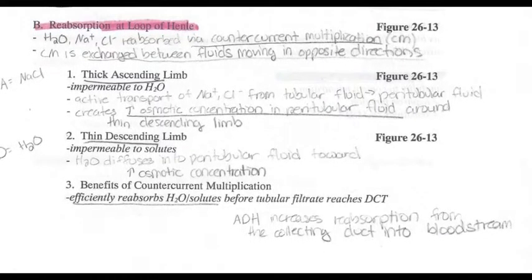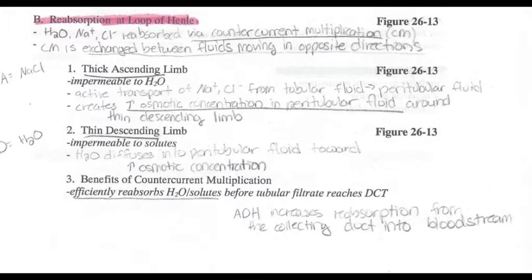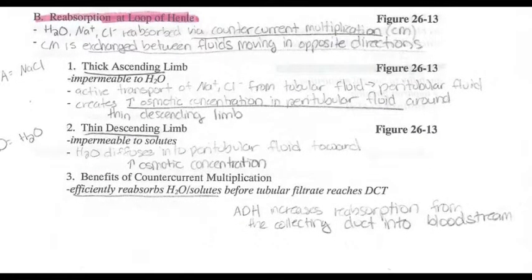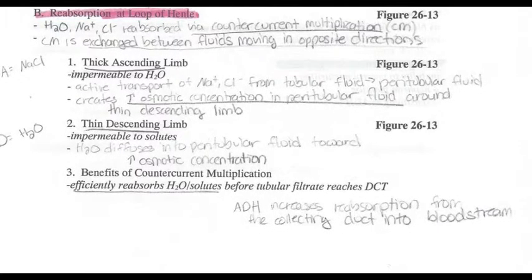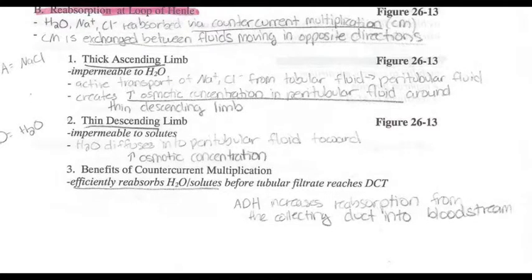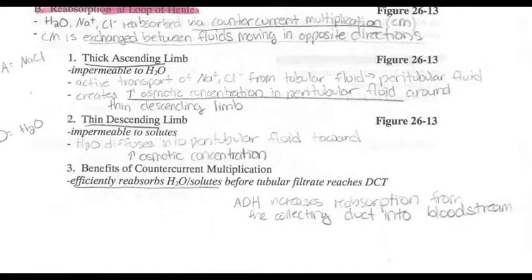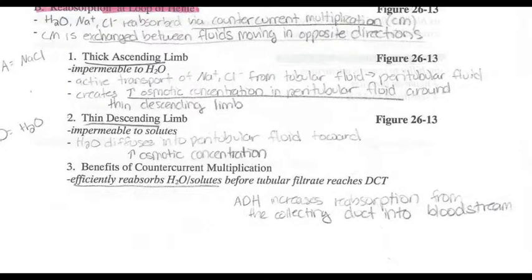The thin descending limb. This is impenetrable to solutes. Water diffuses into peritubular fluid toward an increase in osmotic concentration. Benefits of CM. Efficiency in the reabsorption of water and solutes before tubular filtrate reaches the DCT. ADH increases reabsorption from the collecting duct into the bloodstream.